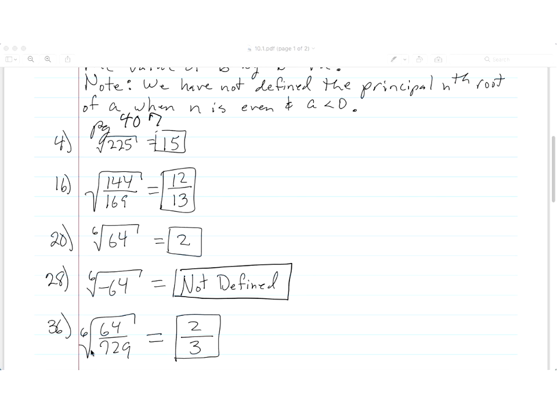Next, let's determine the sixth root of 729. 3 times 3, 9, times 3, 27, times 3, 81, times 3, 243, times 3, 729. Therefore, 3 to the power 6 is 729. And so the principal sixth root of 729 is 3. So therefore, the principal sixth root of 64 over 729 is 2/3.